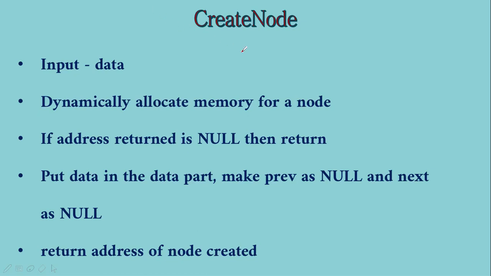Hi everybody, in this video we will be discussing the basic operation implementation for a doubly linked list using C++. The first operation we are going to discuss is create node. Already we have discussed that there are three components in the nodes of a doubly linked list: data, the address of the previous node, and the address of the next node.